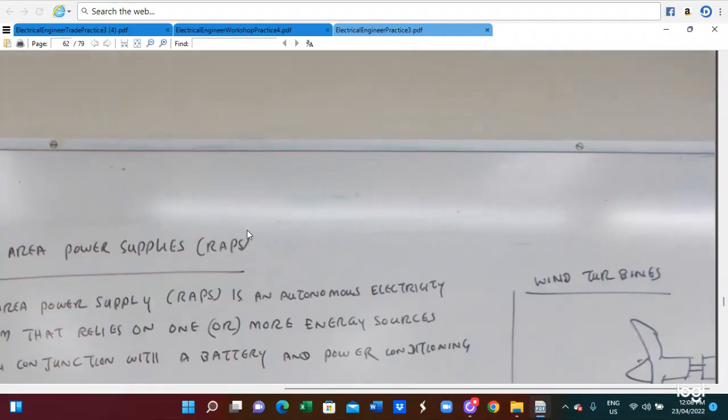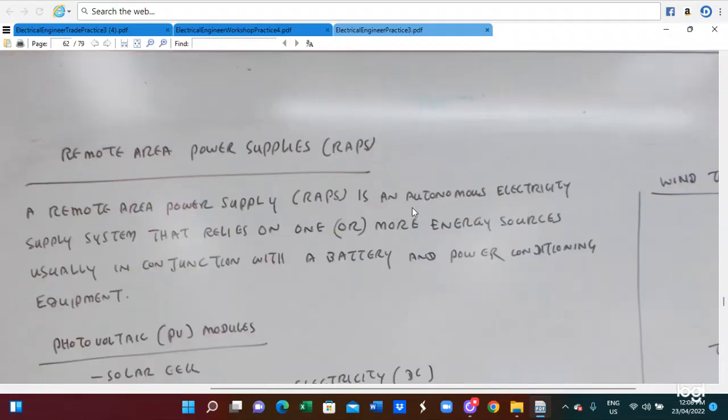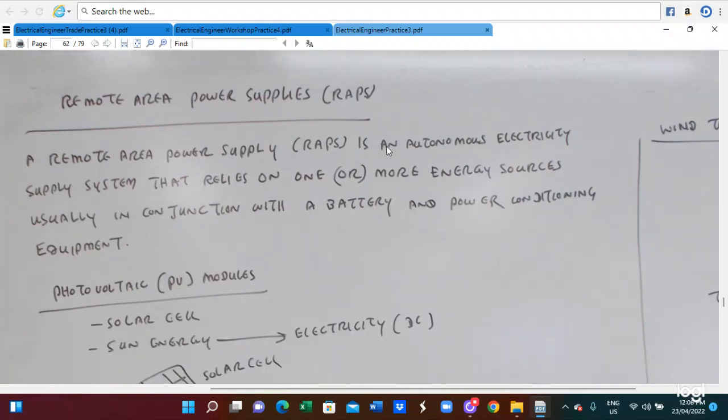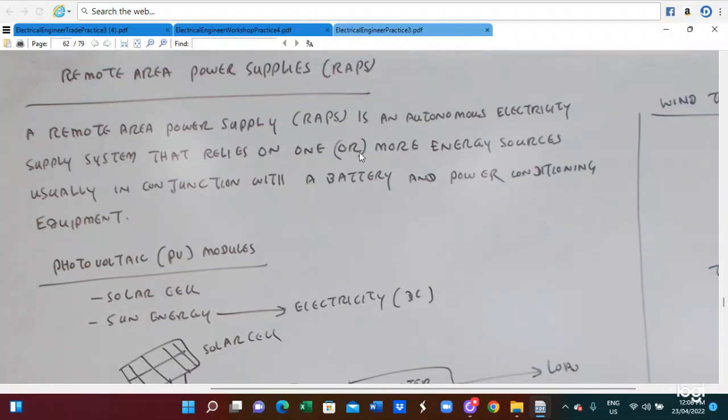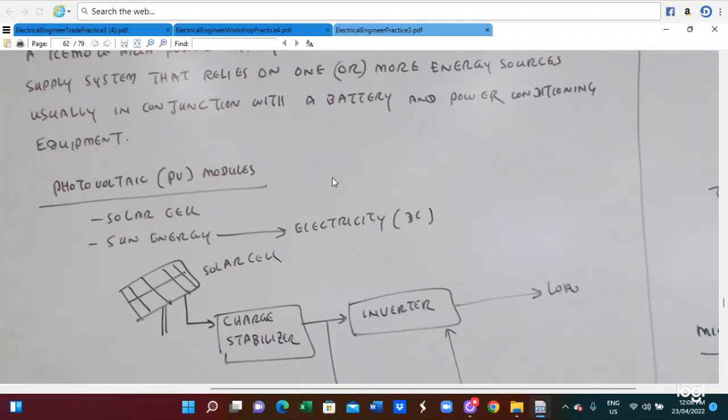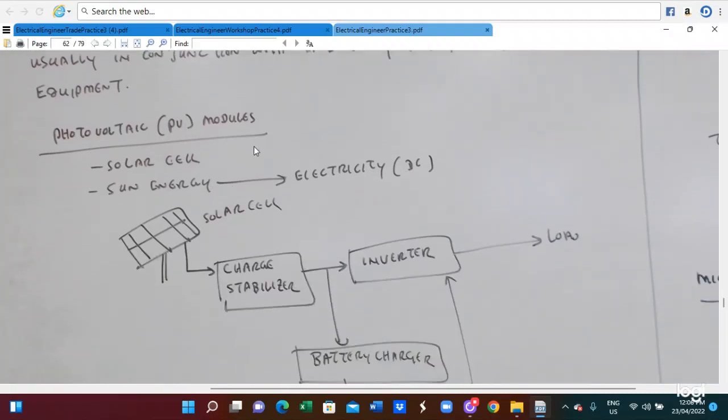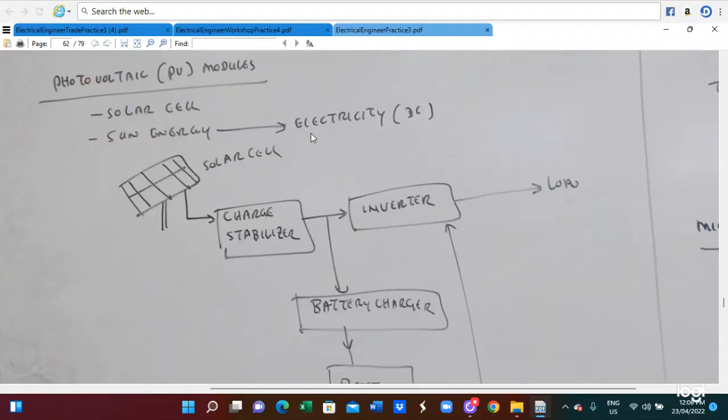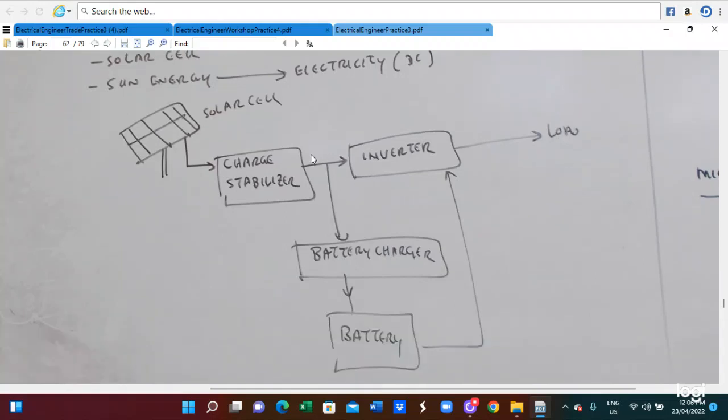The next topic is the remote area power supply (RAPS). A remote area power supply system is an autonomous electricity supply system that relies on one or more energy sources, usually in conjunction with a battery and power conditioning equipment. This is for the photovoltaic module. We utilize solar and sun energy. This is the solar cell. We charge through the stabilizer and connect to the inverter, then to the load. The charger connects to the battery charger and then we connect to the battery. So this is the configuration of the solar cell system.